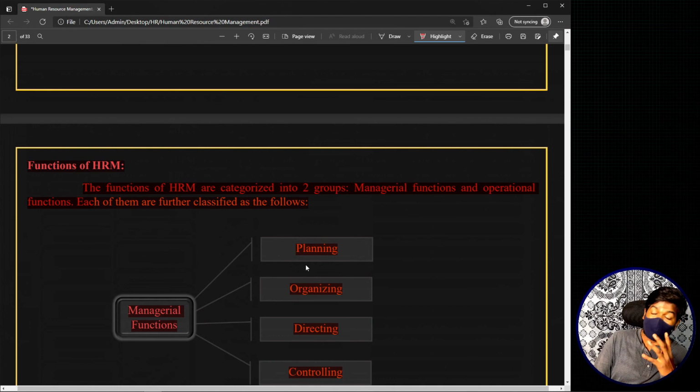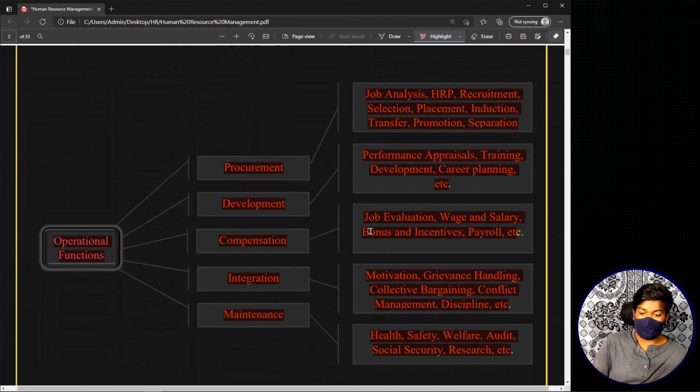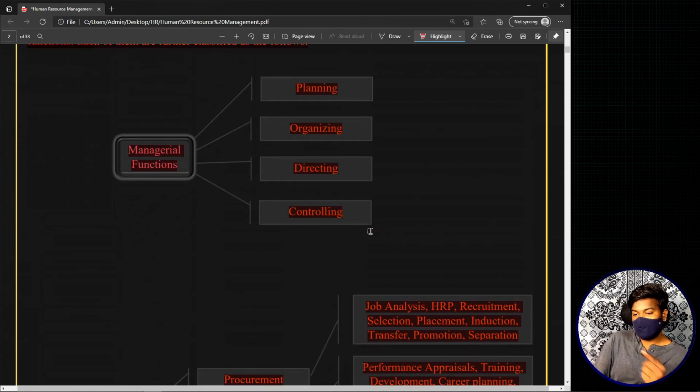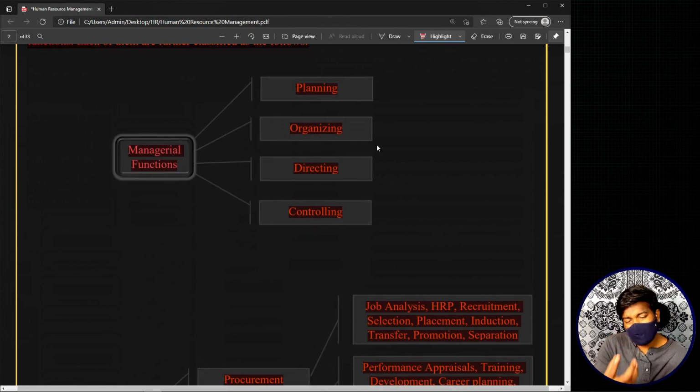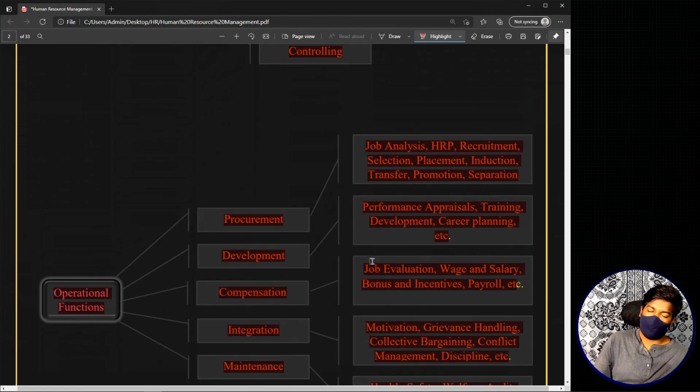Now, if you get this as an essay question, and you mention all these things, and even if you write a single line relating to each of them, that means if you keep the heading of managerial functions, and within it, number one, planning, and you write that this planning function looks after human resource planning, or basically the workforce requirements in an organization. In this way, if you write a single line relating to each and everything here, you will get almost full marks. So basically, these are the different functions of human resource management.